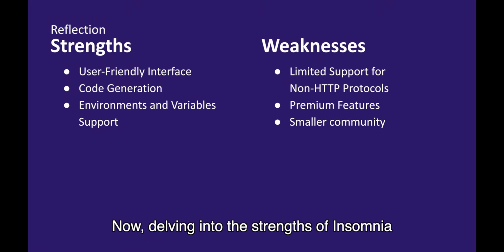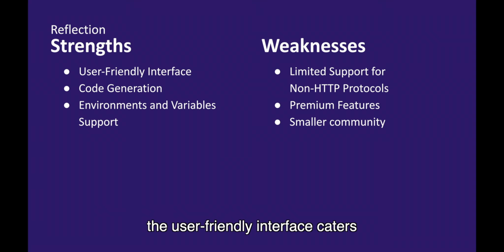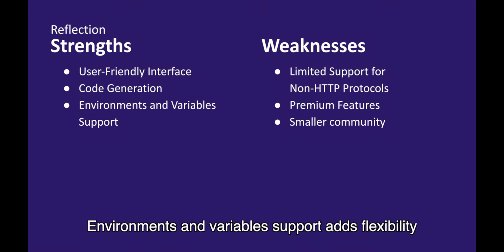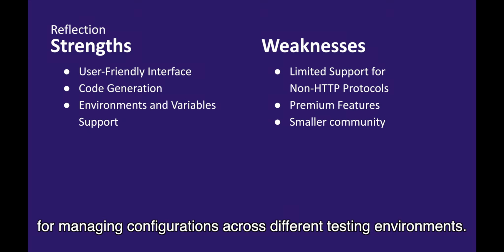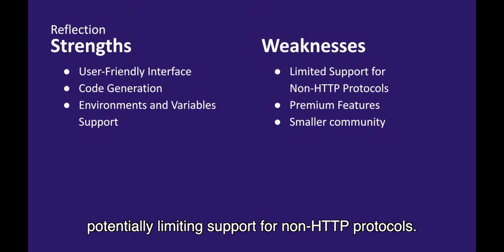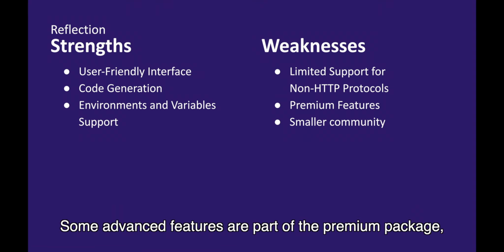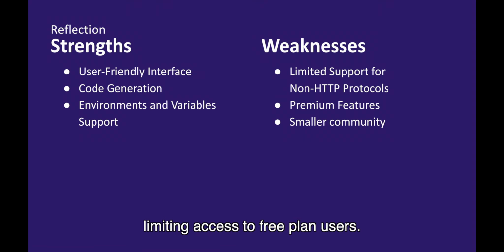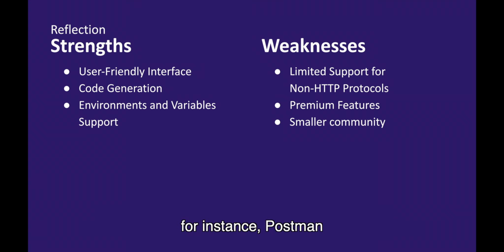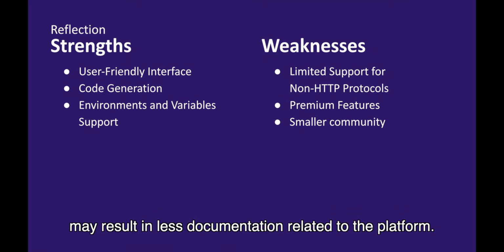Now, delving into the strengths of Insomnia, the user-friendly interface caters to both beginners and seasoned developers. Code generation is a blessing as well, allowing easy export of requests as code snippets. Environments and variables support adds flexibility for managing configurations across different testing environments. However, no tool is flawless. Insomnia tends to favor REST APIs, potentially limiting support for non-HTTP protocols. Some advanced features are part of the premium package, limiting access to free plan users. And additionally, the smaller community compared to, for instance, Postman, may result in less documentation related to the platform.